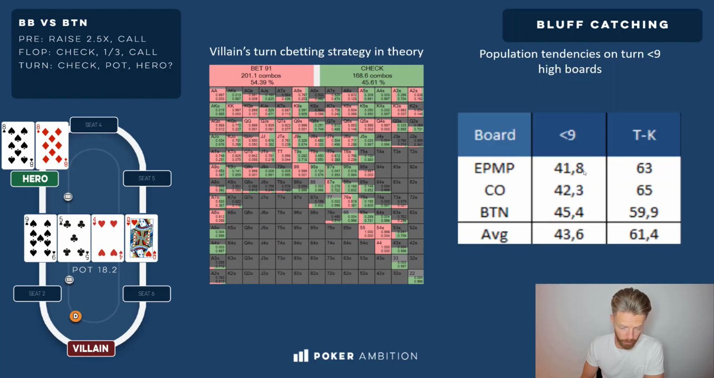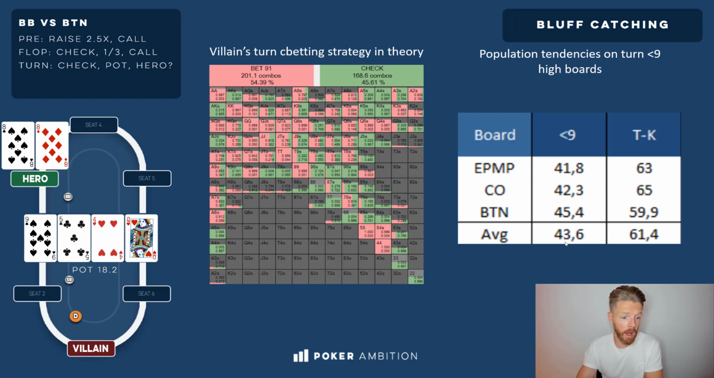What we're going to do is compare the GTO in-position strategy with what the population is doing. So here we see a board. The board is 9 high or lower, and we can see turn c-betting strategies of your average mid-stakes population. This applies for cash, MTTs, it's all the same. And we can see a trend that on a high card turn, barrel frequencies go up, and on a low card turn, barrel frequencies go down. This I don't think comes as a surprise.